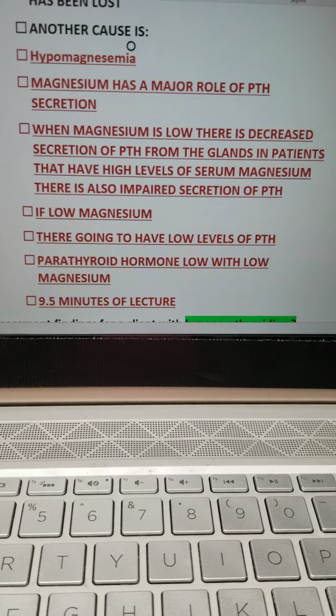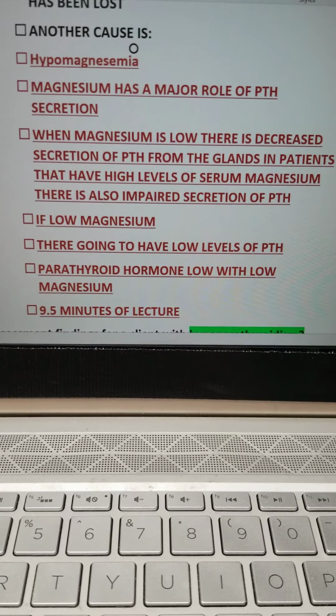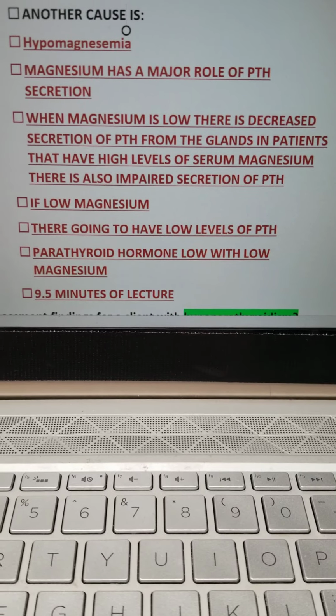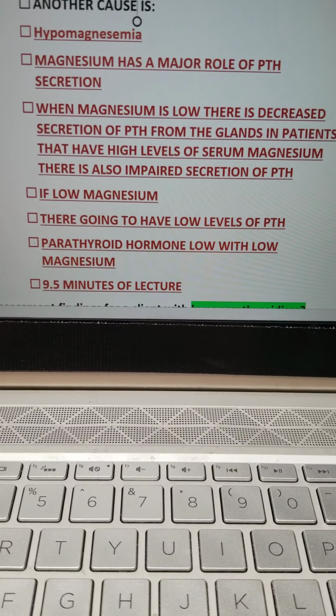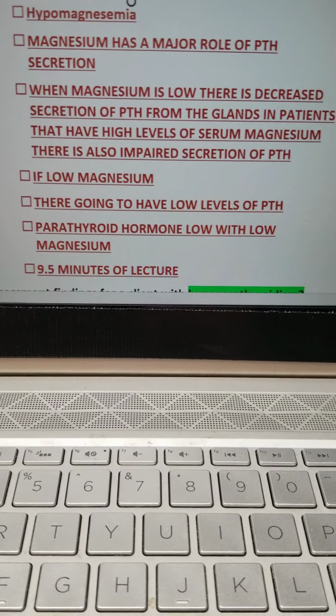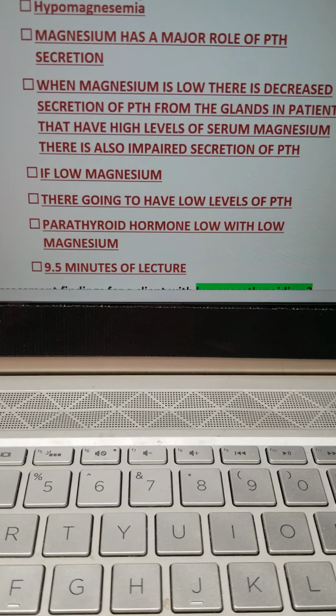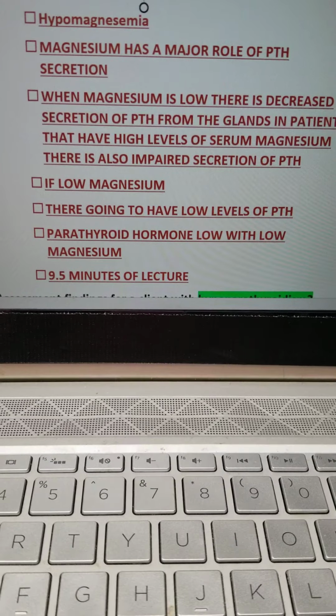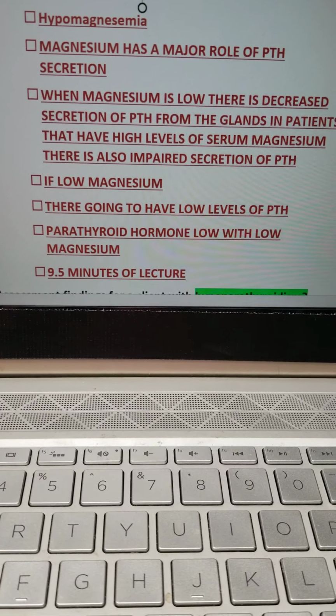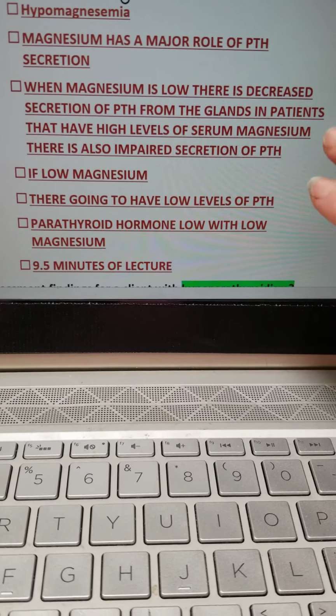So if low magnesium, they're going to have low levels of PTH. Parathyroid hormone is low with low magnesium.